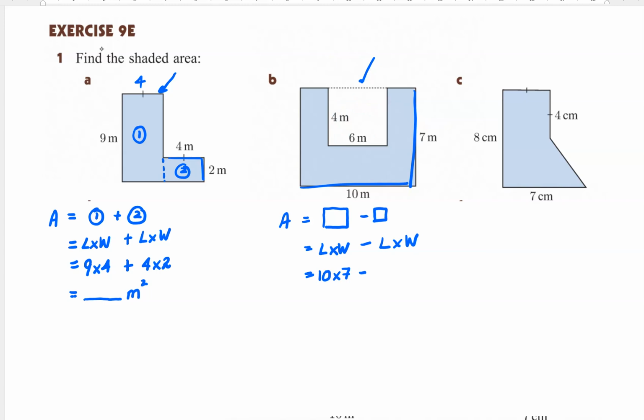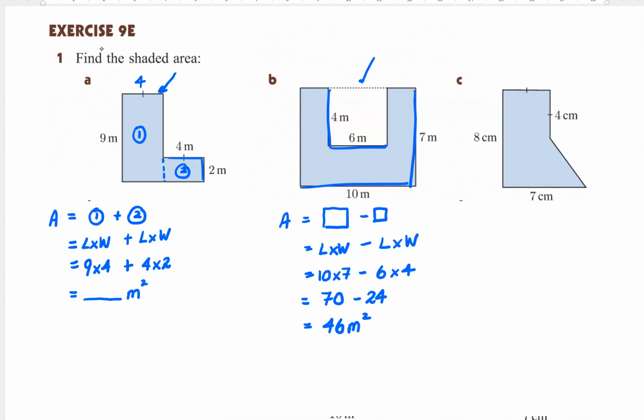So you can see here we've got the length and the width. And I hope you all know it doesn't matter which one you call the length and width, okay? If I called that the length and that the width, 4 times 6 is the same as 6 times 4, so we'll end up with the same answer. So 70 minus 24, which gives us 46. And don't forget, because we're talking about area, it's meters squared. Okay, so you have a go at C if you like.